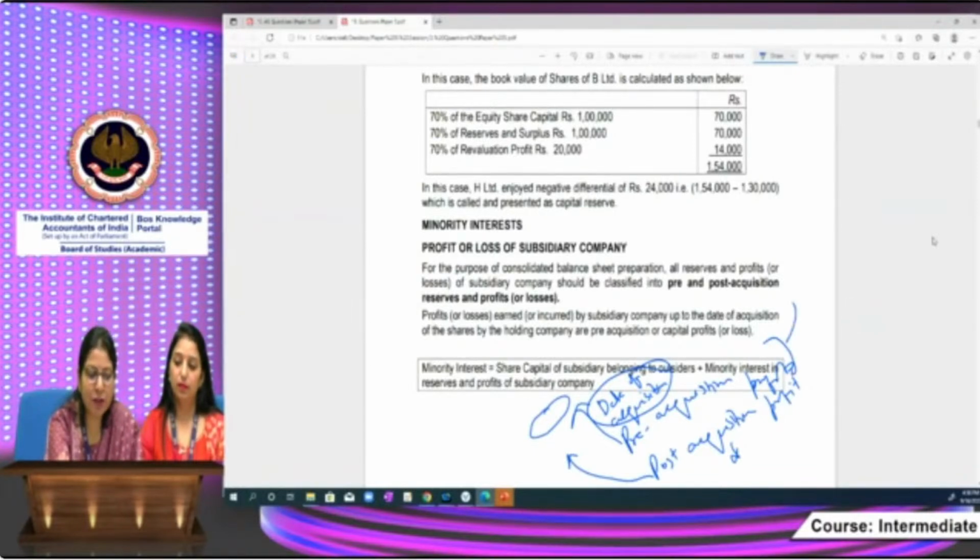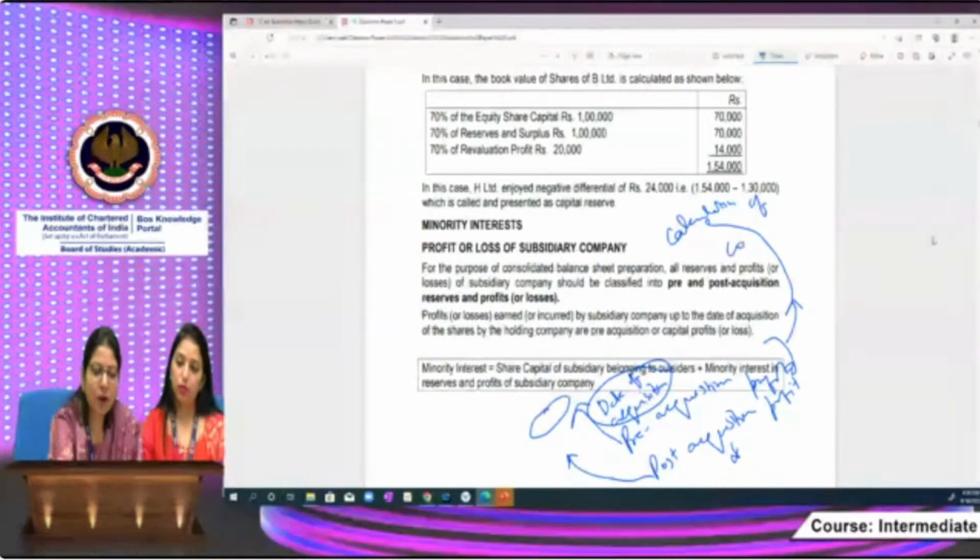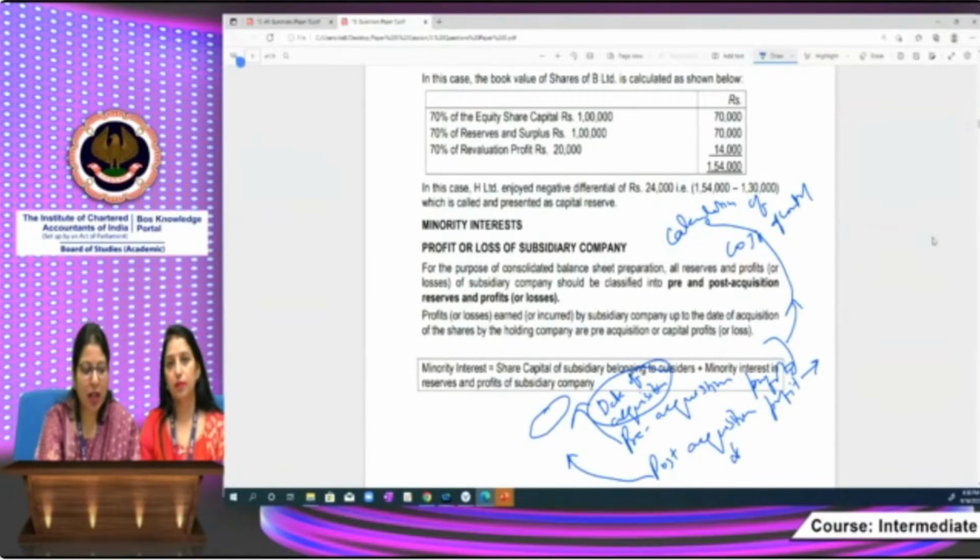Any pre-acquisition profits or losses will be considered for calculation of cost of control, or any share in profits or losses after the date of acquisition of interest in the subsidiary. That means post-acquisition profit or losses will be added to the respective head of the consolidated company in the consolidated financial statements. If it is related to post-acquisition profit, it will be added to the P&L account balance of the holding company, that is consolidated company. And in case it's a post-acquisition reserve, then it will be considered as a reserve, and it will be added to the general reserve or whatever head of the reserve it is.